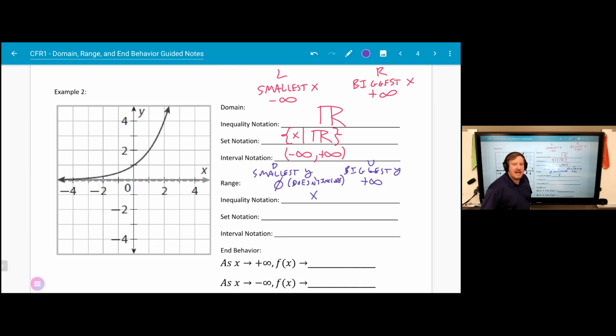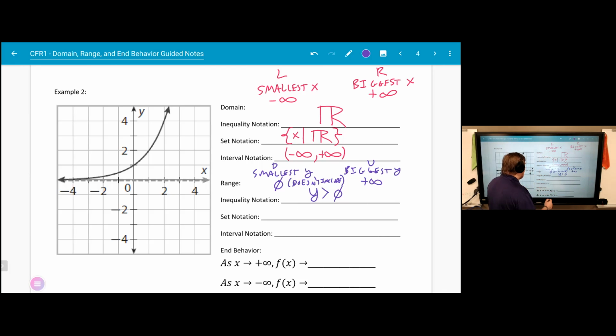Since I have an infinite interval, I'm going to write a y and the value that I've got. Well, the smallest is 0. The biggest is infinity. So it's greater than 0, but it can't equal 0 because it doesn't touch. So this is just y is greater than 0. That's our inequality notation for range. Y is greater than 0.